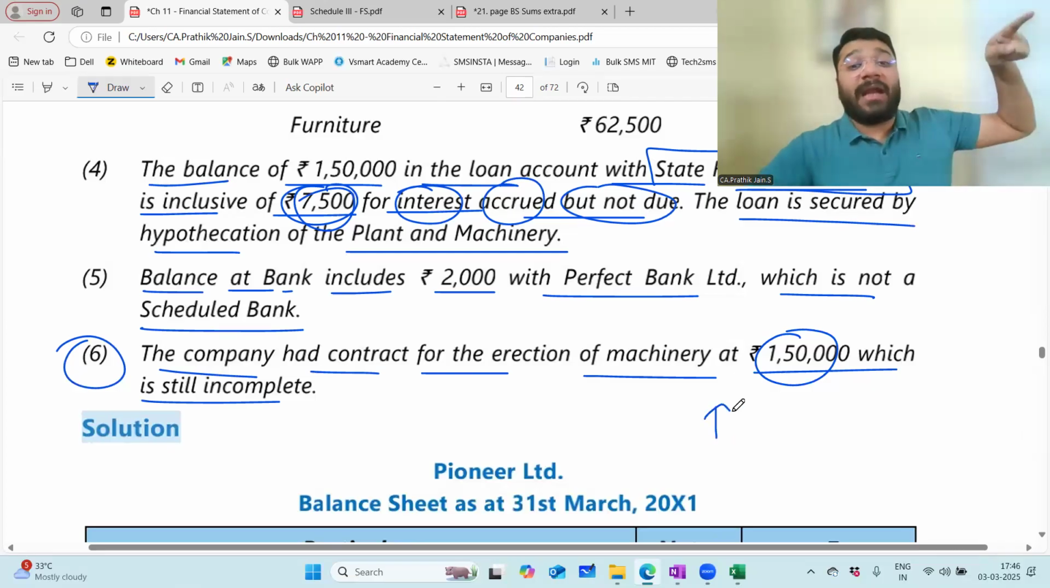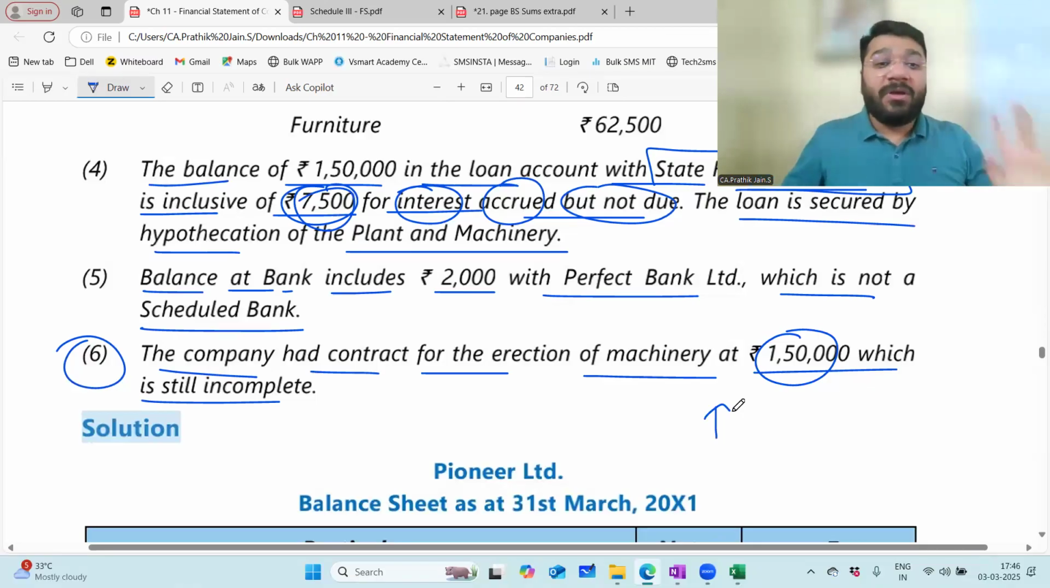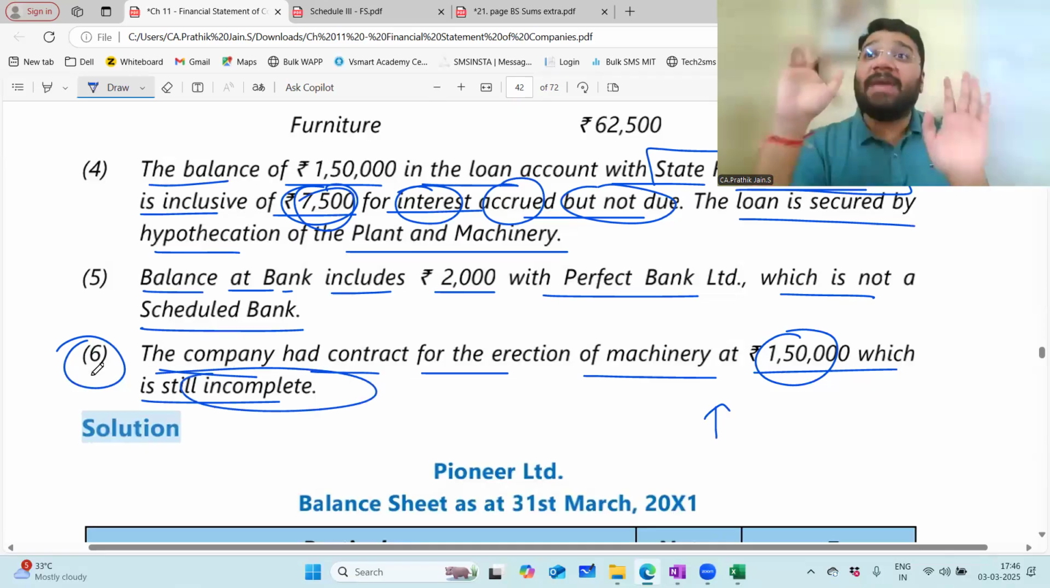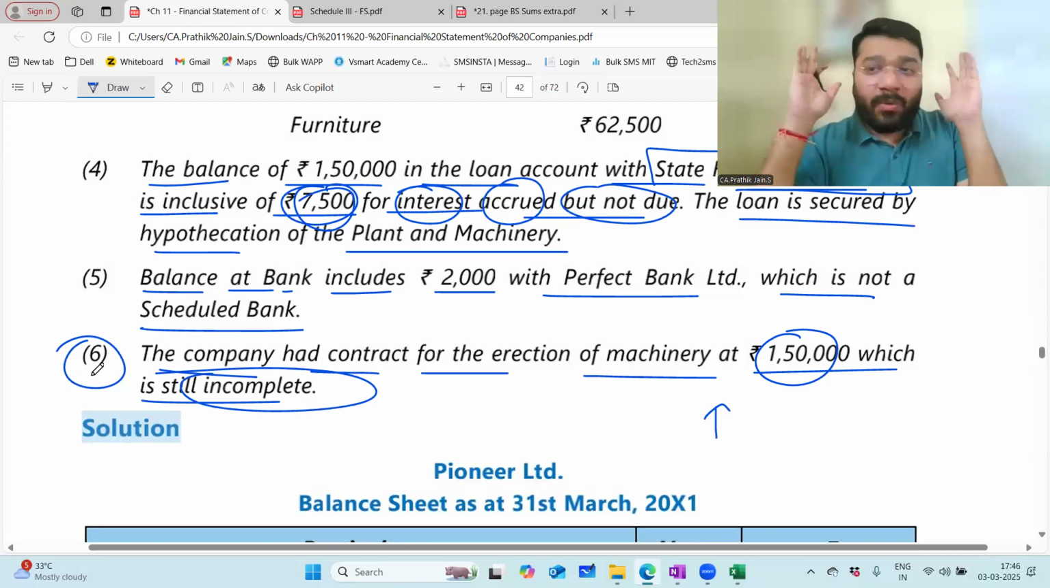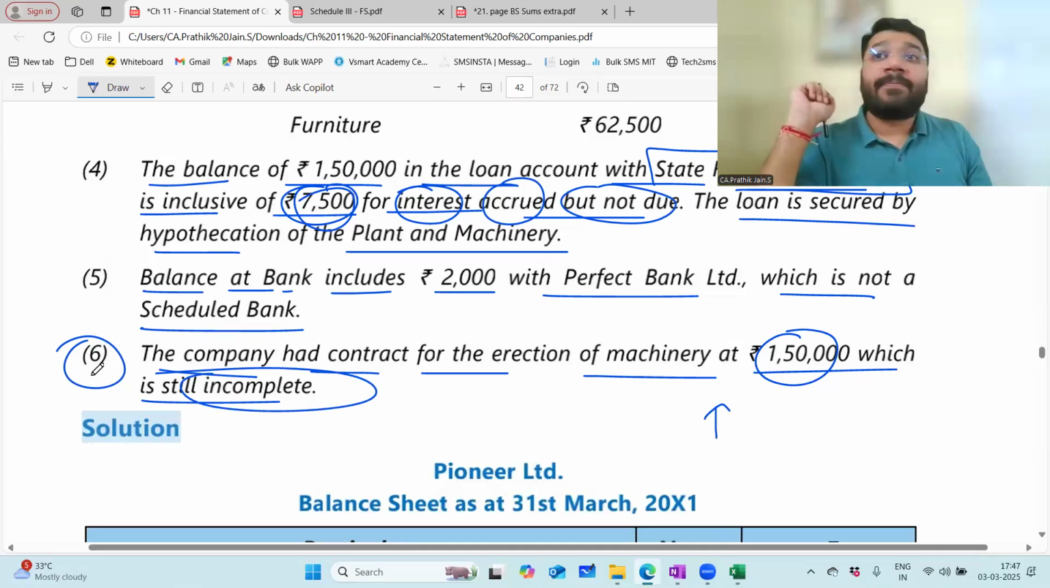The company had a contract for the erection of the machinery. It means I gave the contract to the company to erect the machinery. Erection means what? Installation, which is still incomplete. They have not started the erection work. They gave the AC and they went. They delivered the machinery and went, but the erection work is not over. Purchase is over. Erection, installation is not over.